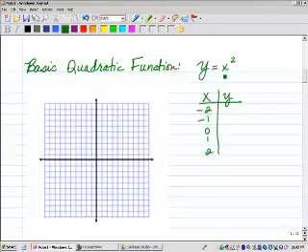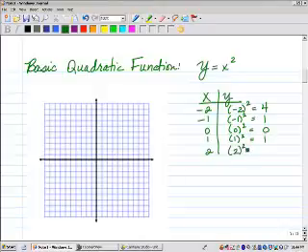So if we put in negative 2 into this function, our output is obtained by squaring our input. Negative 2 squared is 4. If we input negative 1 and square it, we get positive 1. If we input 0 and square, we get 0. Input 1 and square, we get 1. And input 2 and square, we get 4.